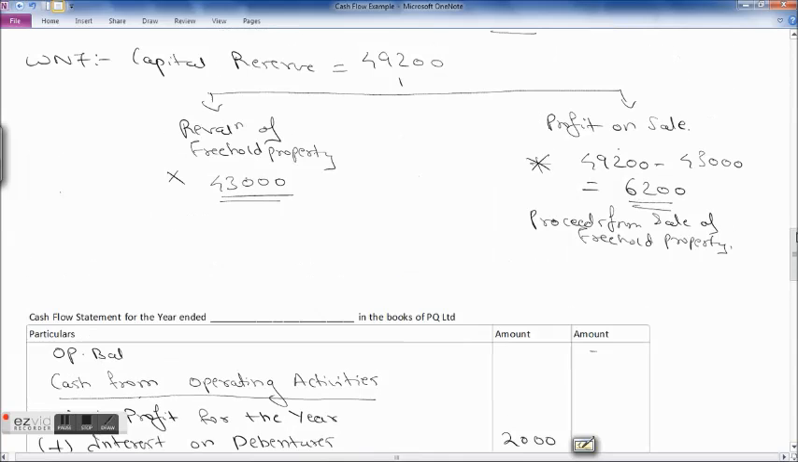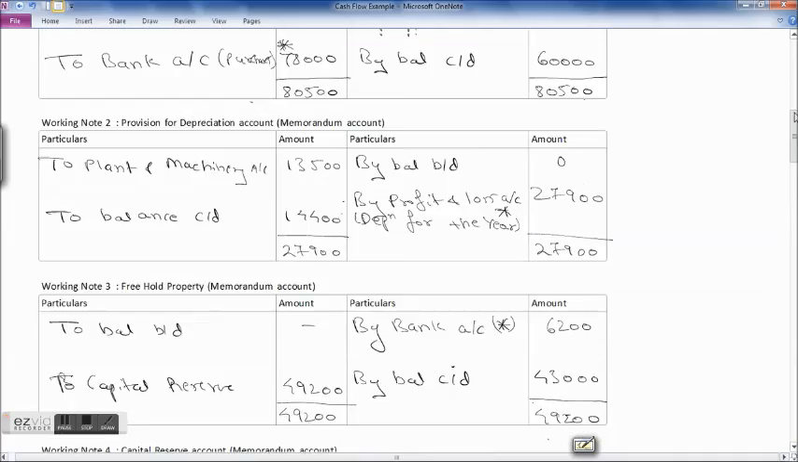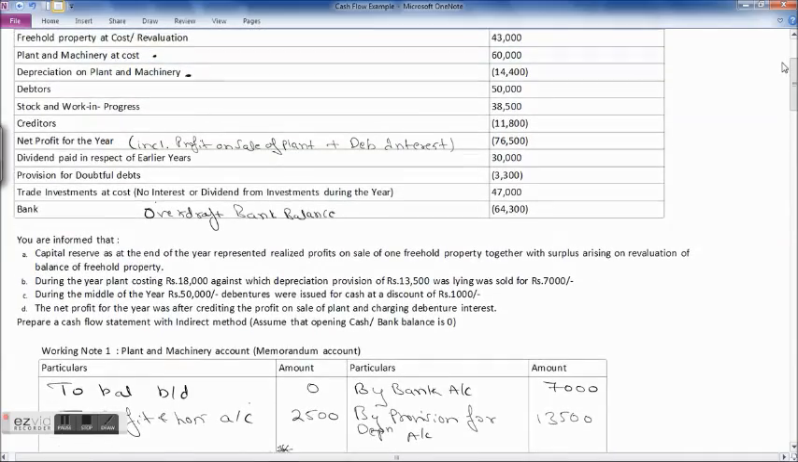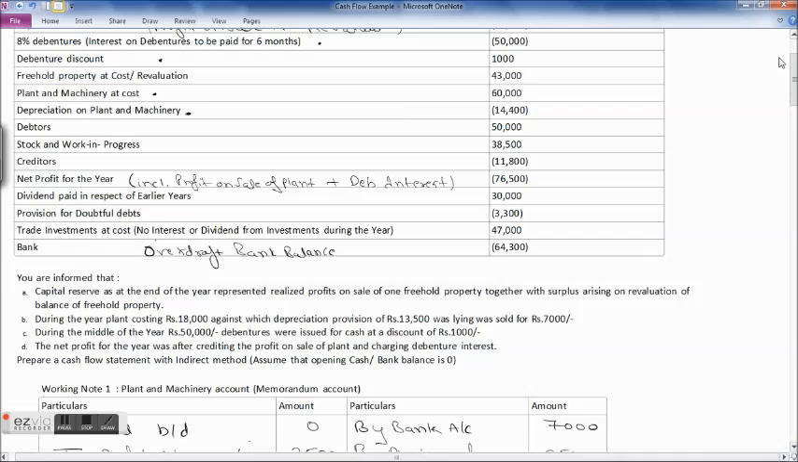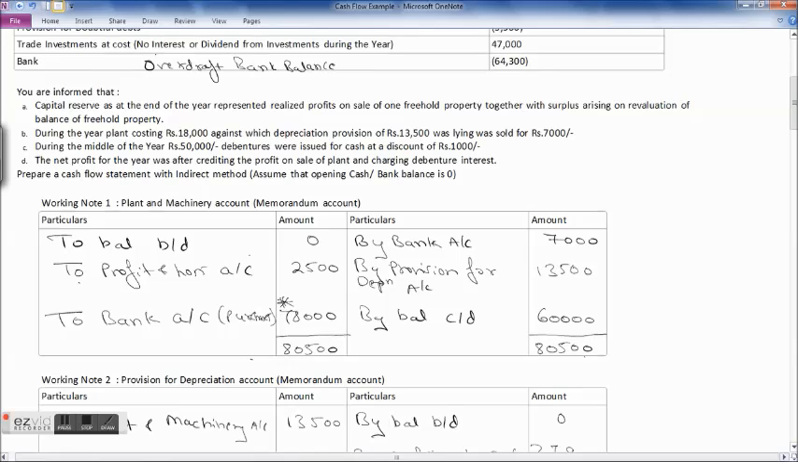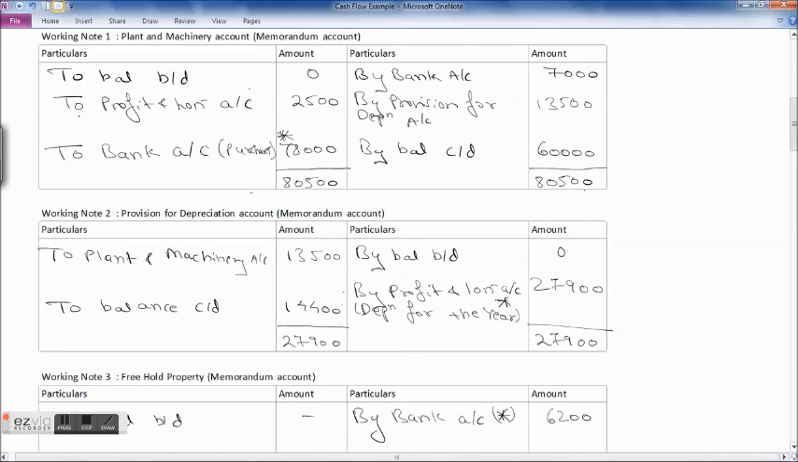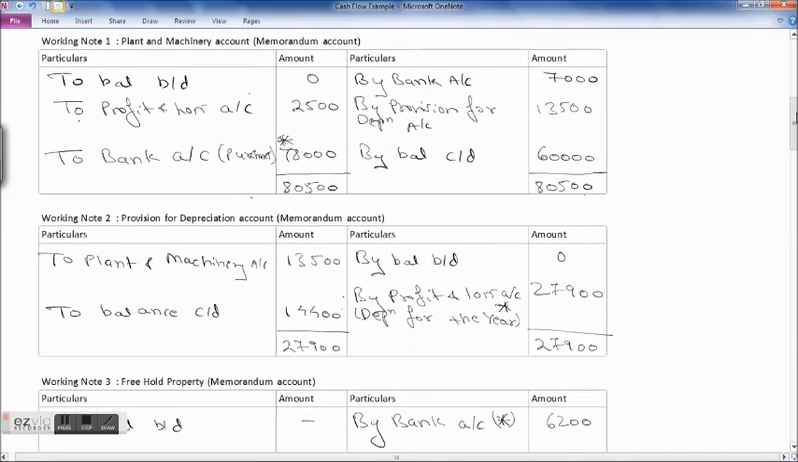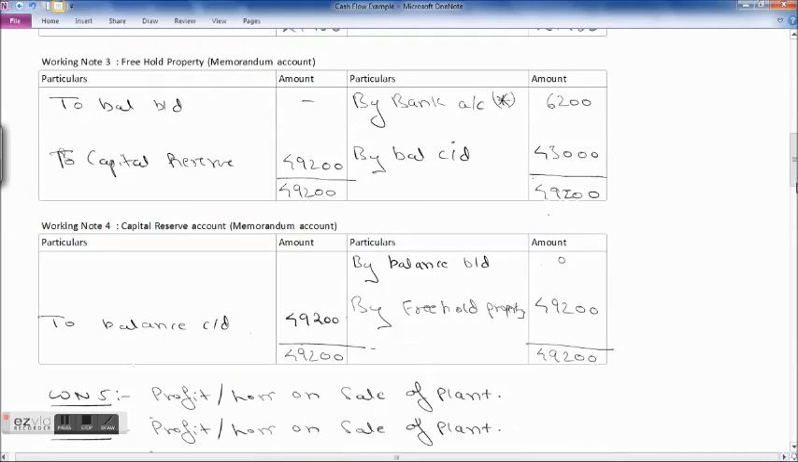Next is plant and machinery at cost, and depreciation on plant and machinery. We have working notes for plant and machinery and depreciation, so we will take it from there. In your plant and machinery memorandum account there are two things: the sale of plant and machinery at 7,000 and the purchase of plant and machinery at 78,000. Since purchase of an asset is an investing activity, the effect of these two we will include in cash flow from investing activity.